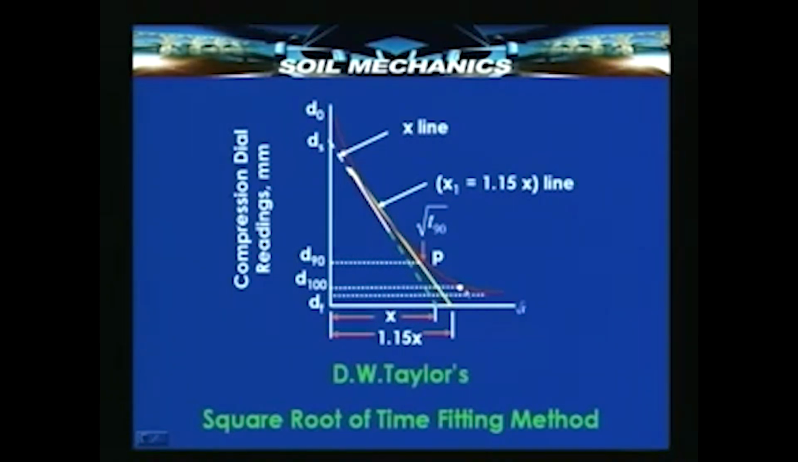Now, at this stage, if we continue to watch the dial gauge readings, we will find that it does not stop here. It goes on increasing with time because of the plastic lag phenomenon at constant stress, and it reaches a real final value, df, after a considerable amount of time. And it is this portion, D100 to df, which corresponds to secondary compression or secondary consolidation.